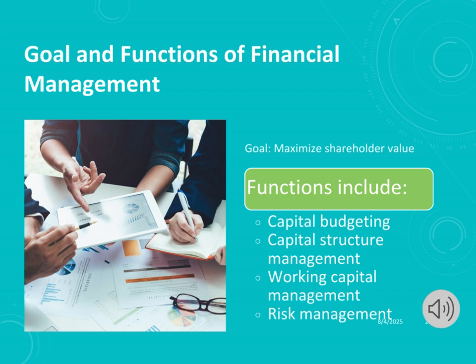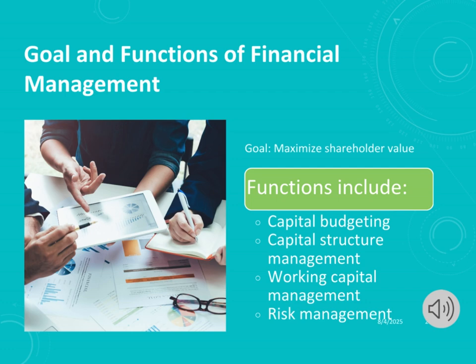The main goal of financial management is to maximize shareholder value by making sound financial decisions. It's about ensuring that a company's resources are used efficiently to achieve profitability and sustainability. Some of the core functions include capital budgeting, which involves evaluating potential investment projects to determine if they're worth pursuing. Capital structure decisions, where we determine the best mix of debt and equity. Working capital management, which ensures a company can meet its short-term obligations.